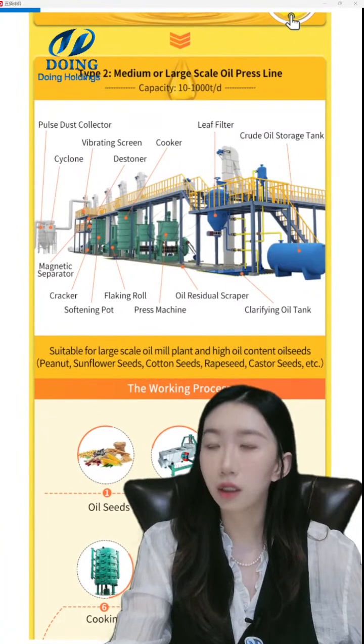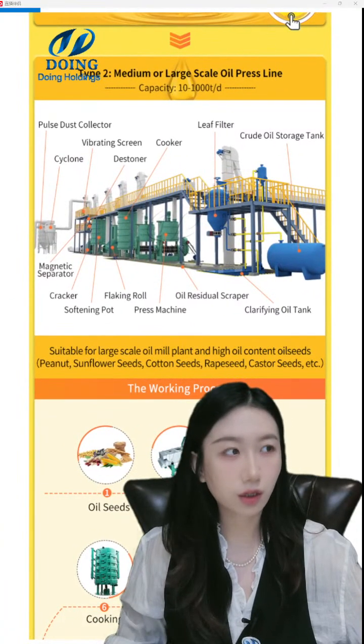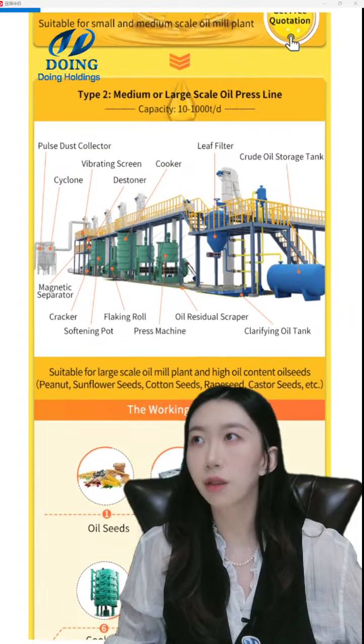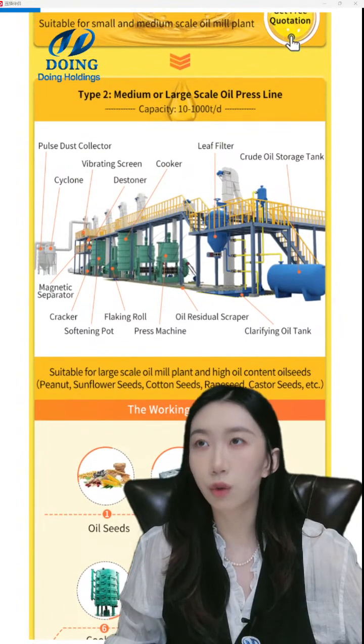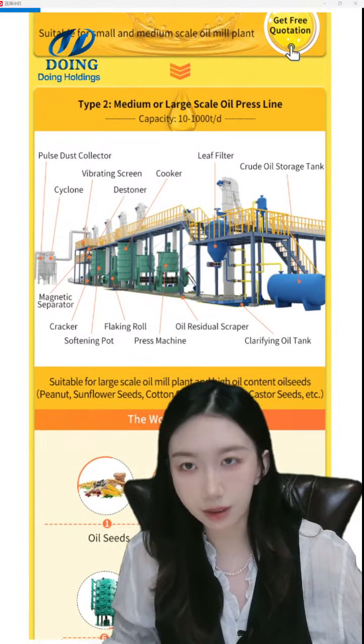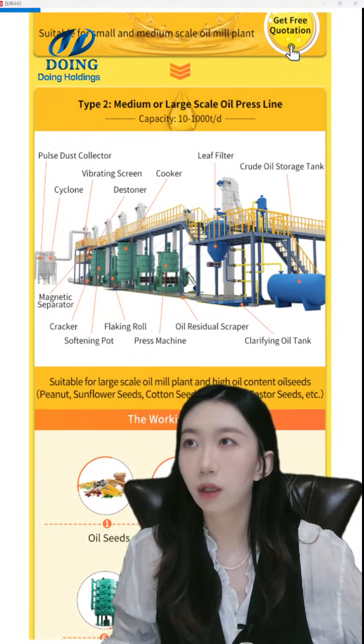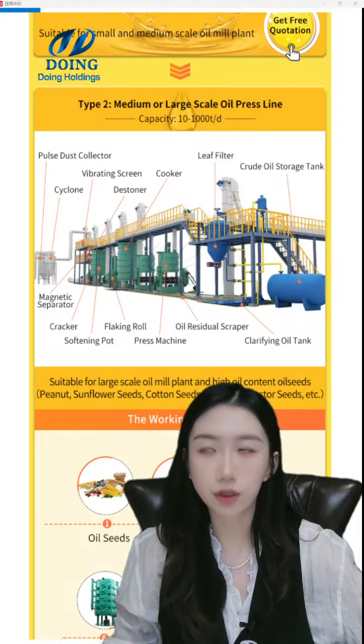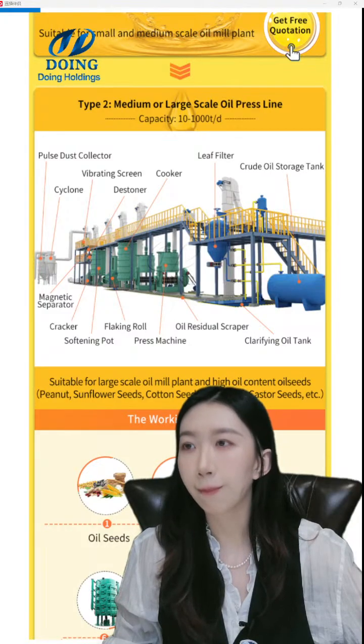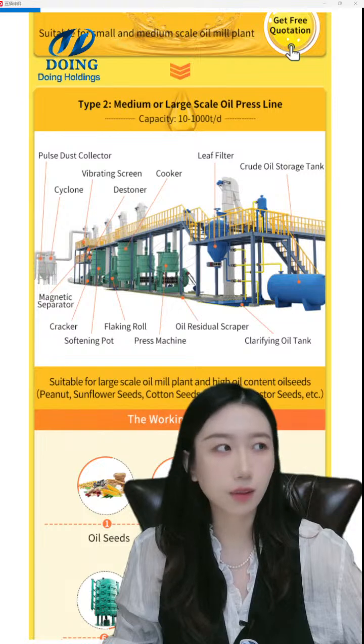And the second type is the medium or large scale oil press line. Its capacity is more than 10 tons per day. The equipment is more complete.